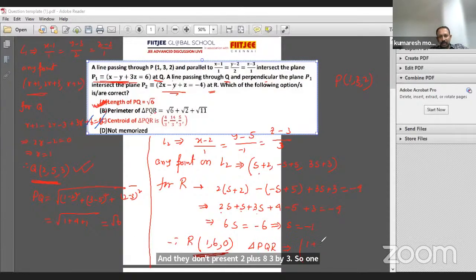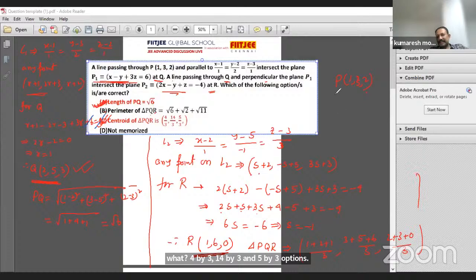So 1 plus 2 plus 1 by 3, comma 3 plus 5 plus 6 by 3, and the Z coordinate, we can find easily from this part as 2, 3, 0. So 2 plus 3 plus 0 by 3. Which should be equal to 4 by 3, 14 by 3, and 5 by 3. Option C will come.